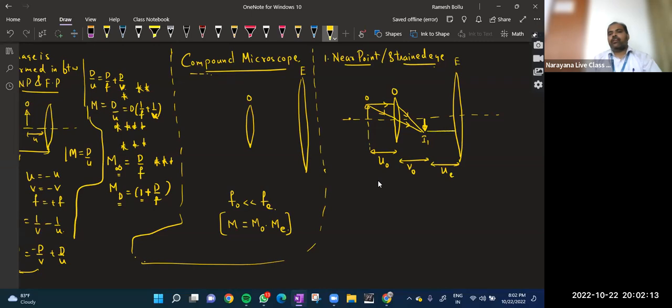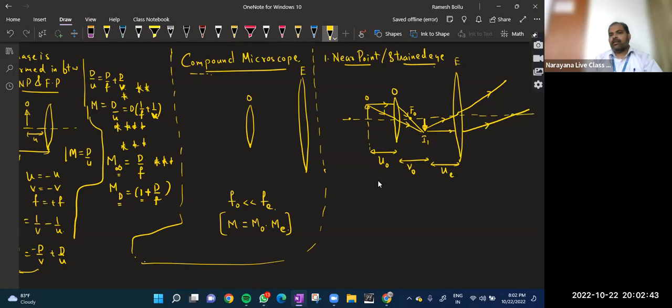And one ray of light will fall, how will it go? Compulsorily, it should pass through the focal point of the eye lens. Here also, this is the focal point of the objective lens. And one ray of light falling at the optic center will go like this without deviation. Here a diagram sometimes will fail, students. So what I will do, they should not meet. They should diverge like this.